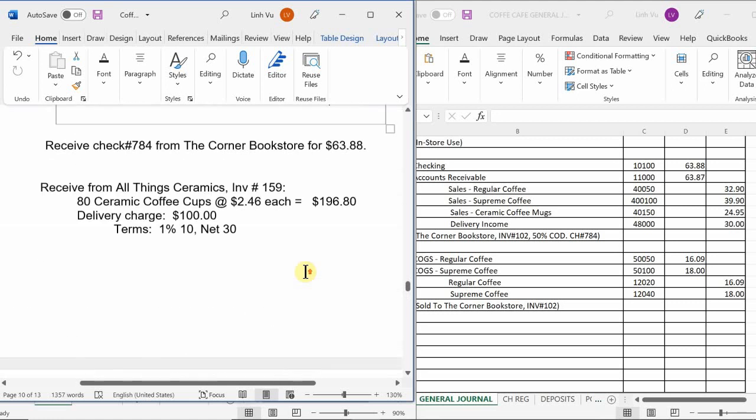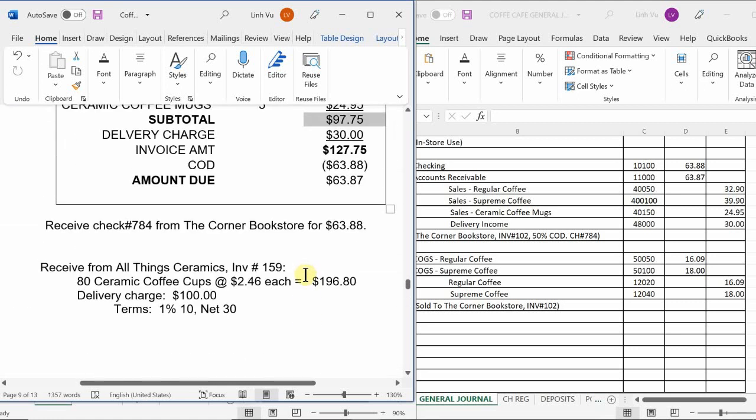All right, let's go ahead and do this right here. Received from All Things Ceramics, invoice number 159. We received 80 coffee mugs at $2.46 each, giving you a grand total of $196.80. Delivery charge of $100. Terms are 1%, 10 net 30.